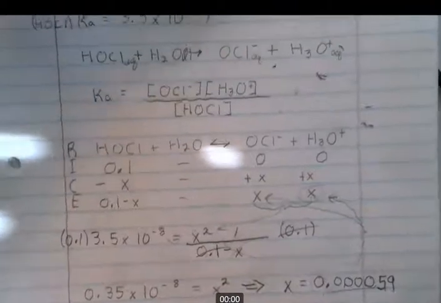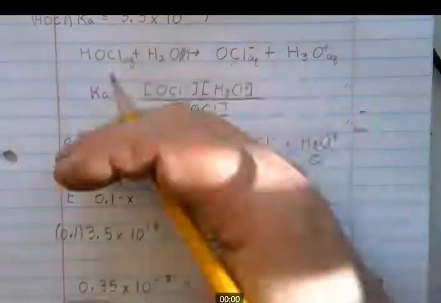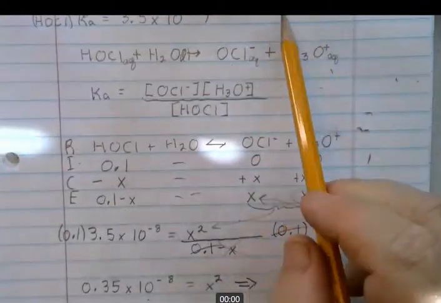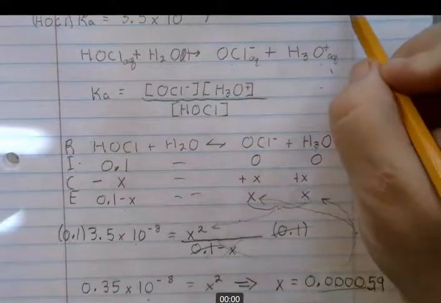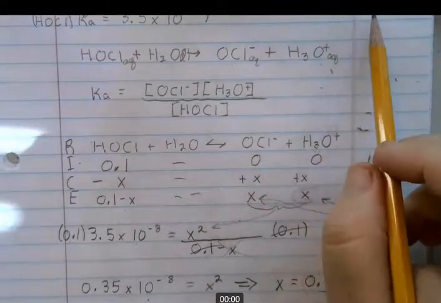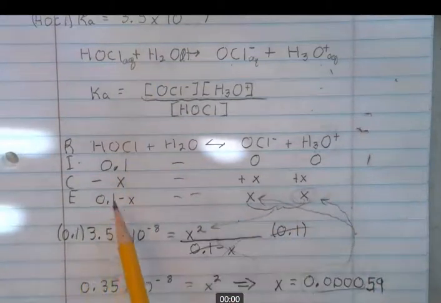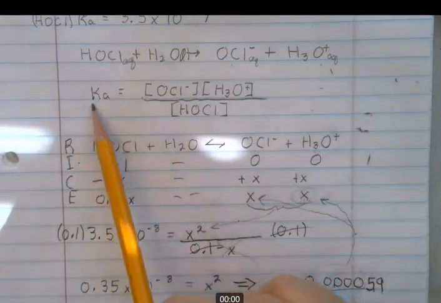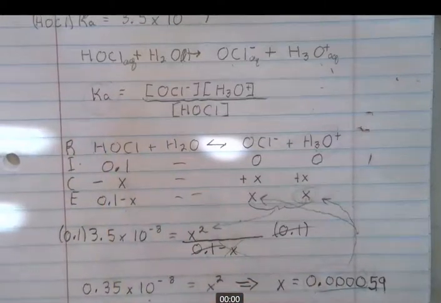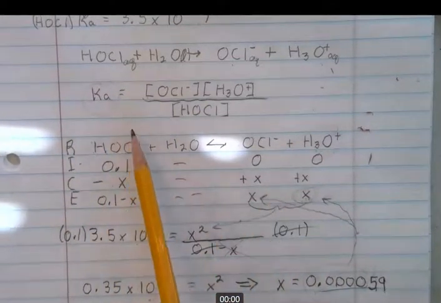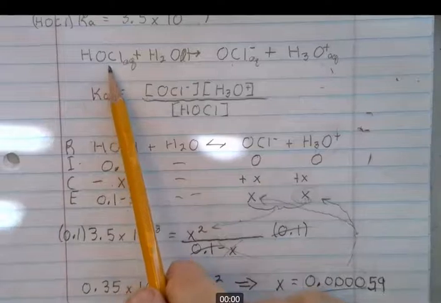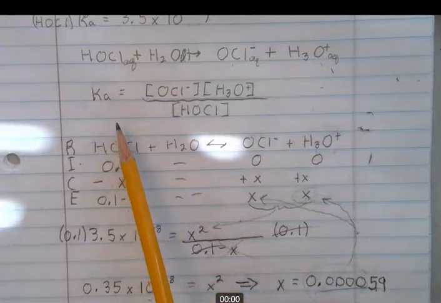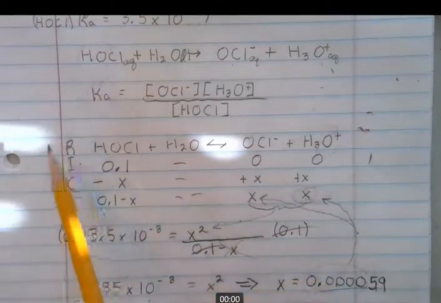So let's take a deep breath and go back and figure out what you did. They gave you this kind of acid that you probably never heard of, hypochlorous acid. Okay, and they gave you a Ka value. So of all the things you needed, all they gave you was this number right here, Ka. The other thing they gave you was the concentration of HOCl. So they only gave you two numbers to work with.